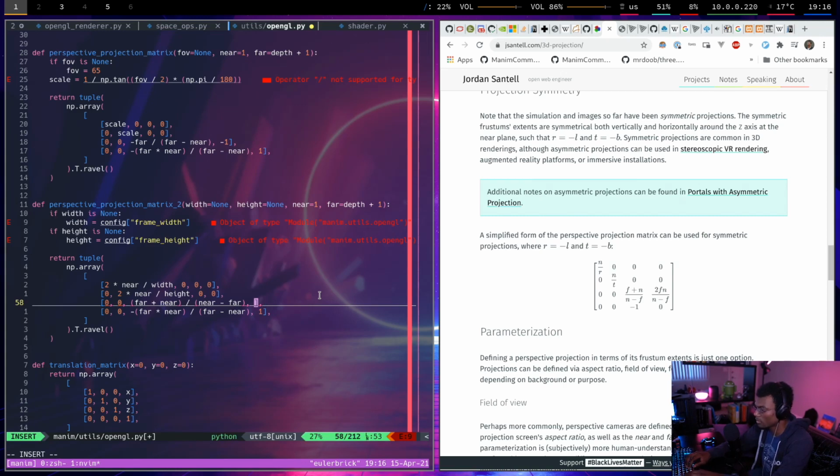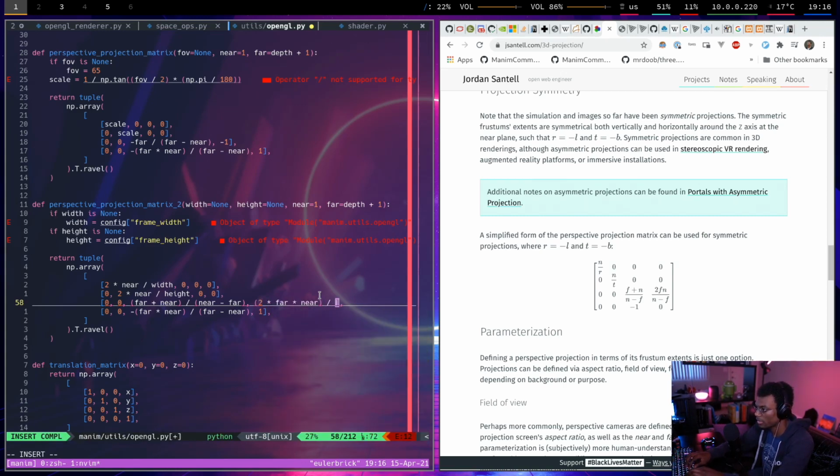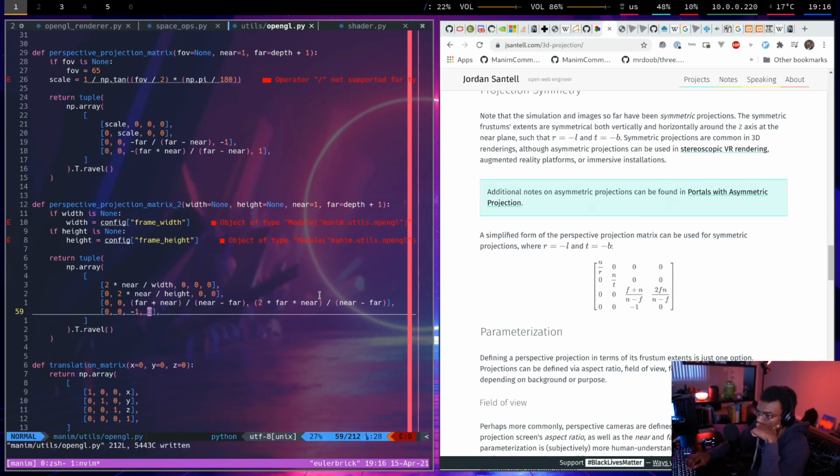This, 2 times far times near divided by near minus far. 0, 0, negative 1, then a 0. Don't know what those numbers mean, but hope it works. Okay, I'm just going to double check this.